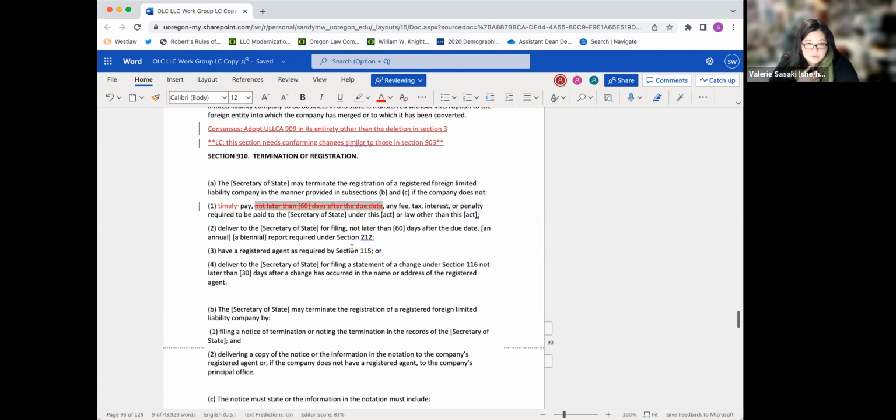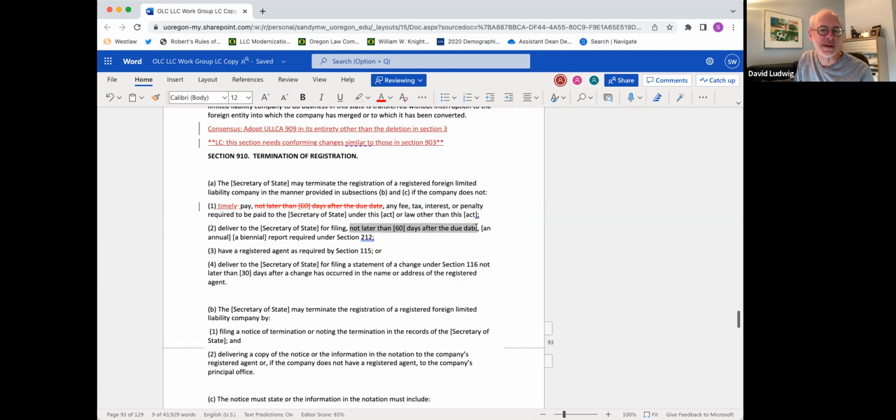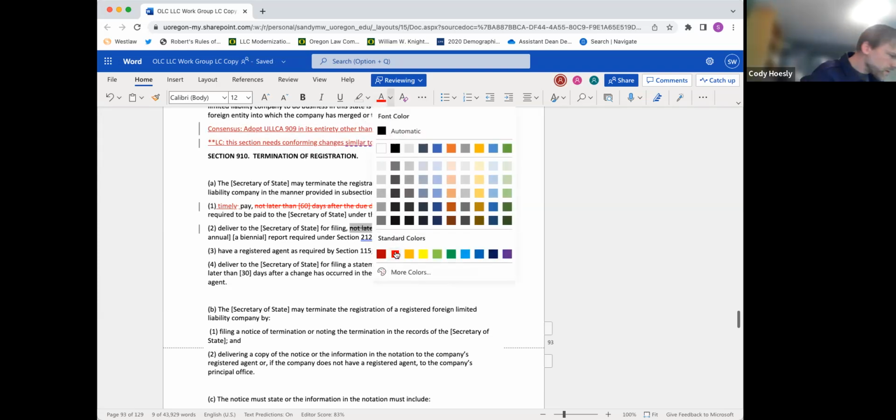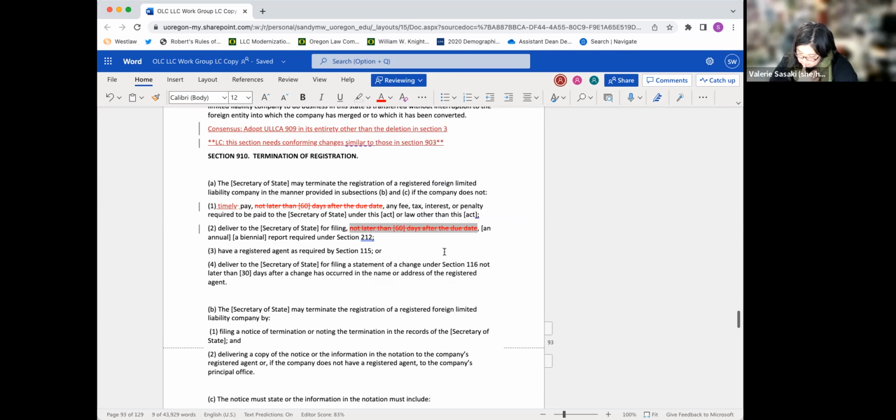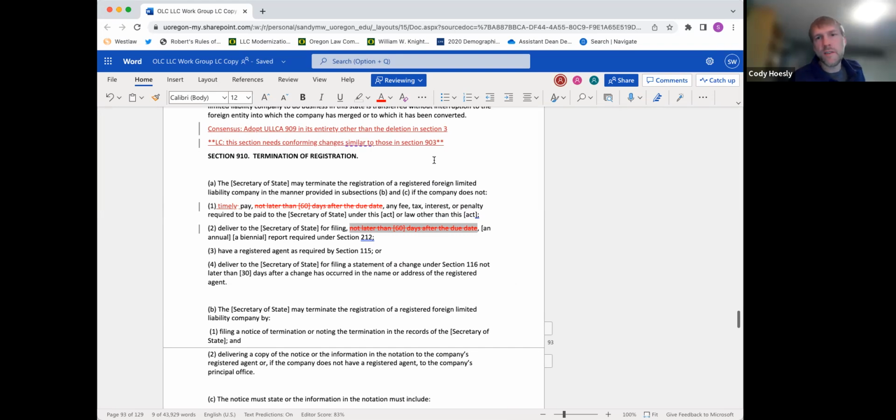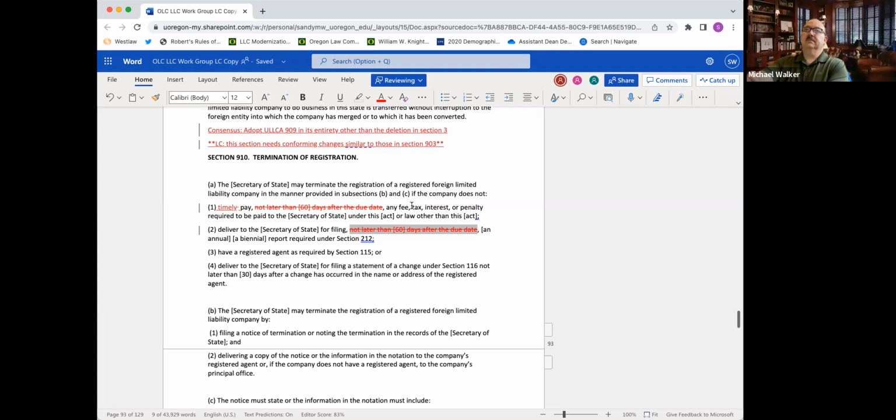And similarly in 2. So the other thing, are we actually keeping tax, interest, or penalty in as well? We don't pay taxes to Secretary of State. Well, but it says any tax required to be paid under this act or law other than this act. Well, paid to the Secretary of State. I guess in short, if there's no tax required by anything in Oregon law to be paid to the Secretary of State, then having this language in here is harmless. I think we've gotten rid of it in other parts. I think it just creates additional confusion. So I would delete the word tax in there. To the extent there's interest or penalties, I think that's a different matter.